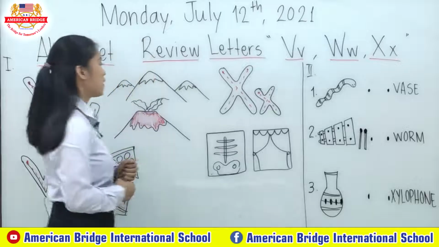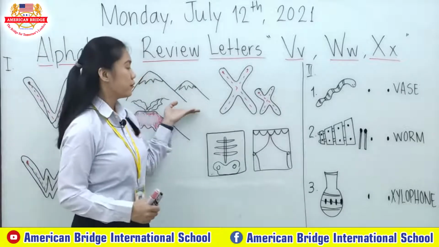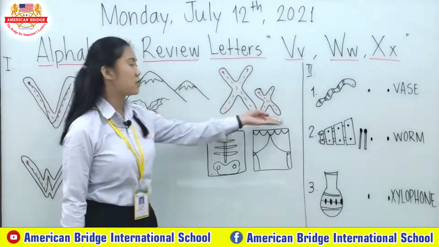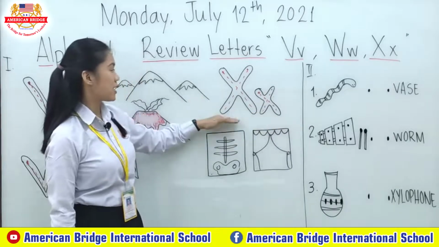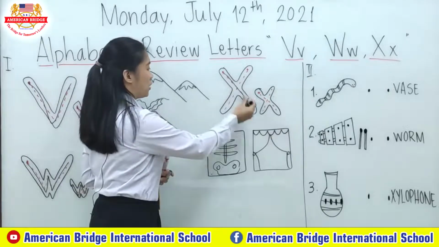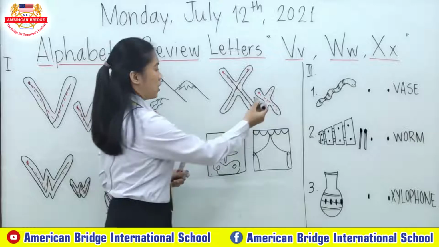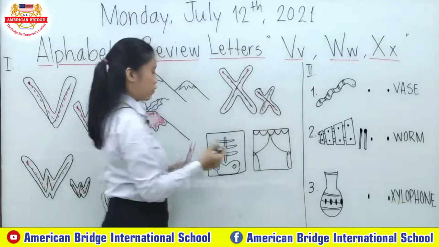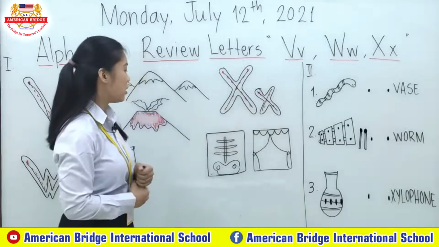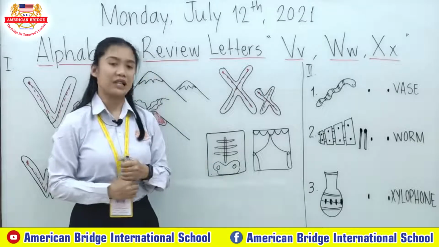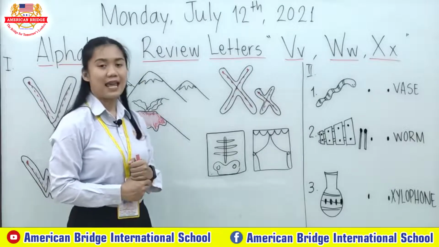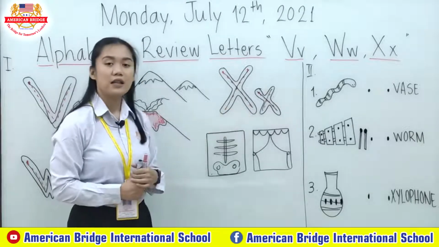The last letter for this first part is letter X. Capital X and small letter X. So let's trace the capital X and the small letter X, everyone. We have 1 and 2. Another one, 1 and 2. So that's it, everyone. We have the letter X. And also below letter X, we have two different pictures. So which do you think is the correct picture that matches our letter X?